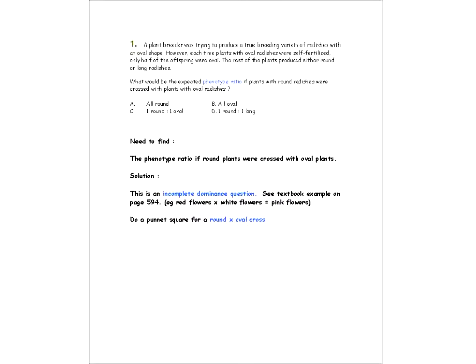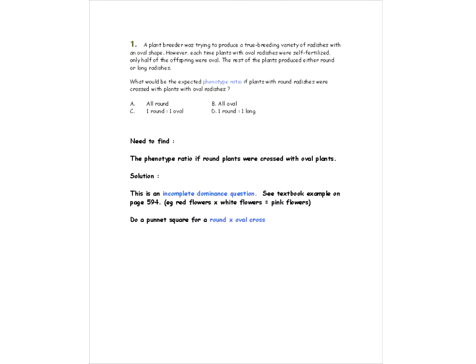The first one is talking about a plant breeder trying to breed a true breeding variety of radishes with an oval shape. However, each time he plants oval radishes that were self-fertilized, only half of the offspring were oval. The rest of the plants produced either round or long radishes. The question says, what would the expected phenotype ratio be if plants with round radishes were crossed with plants with oval radishes?